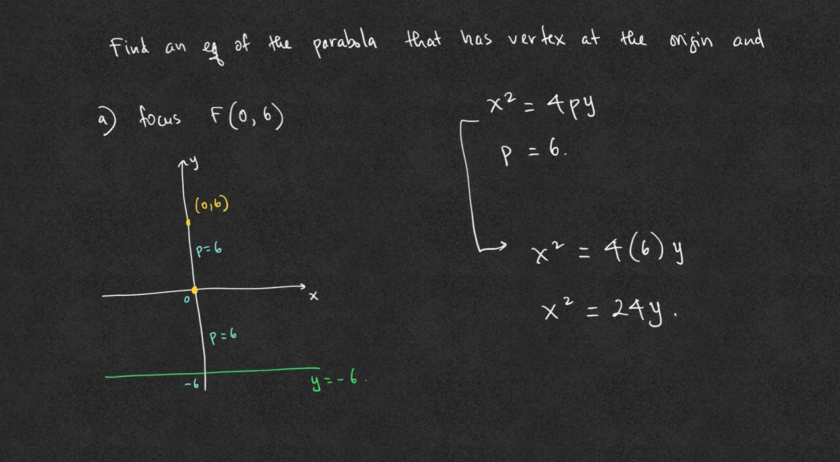We can easily find p once we have the directrix. The equation of the directrix is always y equals -p, assuming that the axis is vertical. So if y equals -6, then p has to be the negative of -6, which is positive 6.